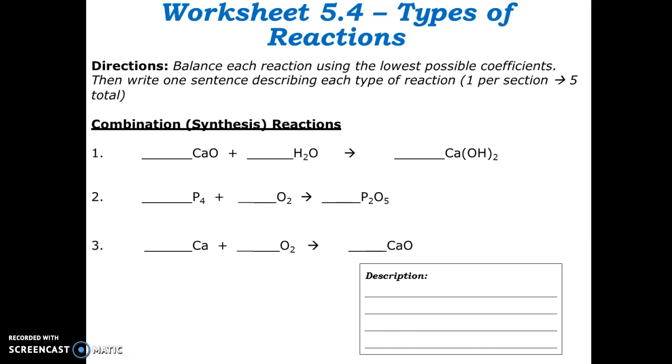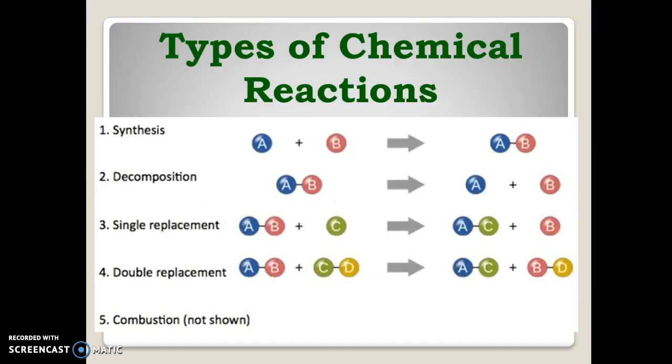So what we're doing now is looking at handout 5.3. It says organizer for types of reactions. This is going to be a summary of the 5 major types of reactions that we're going to look at today, which are synthesis, decomposition, single replacement, double replacement, and combustion.